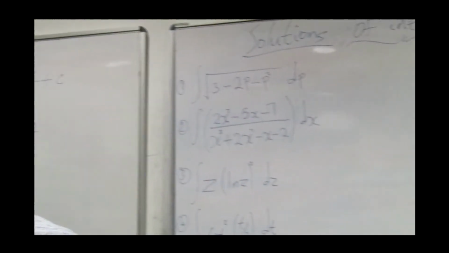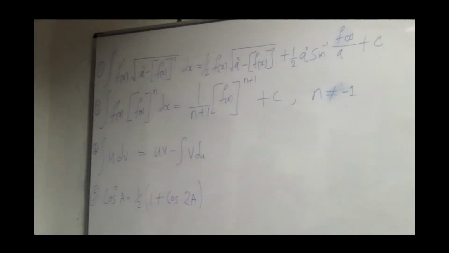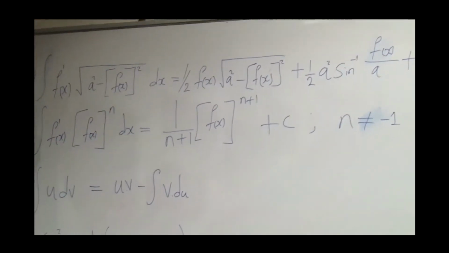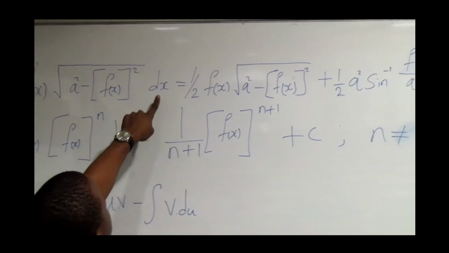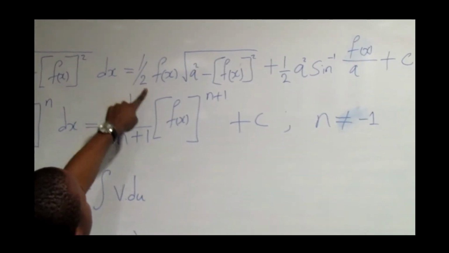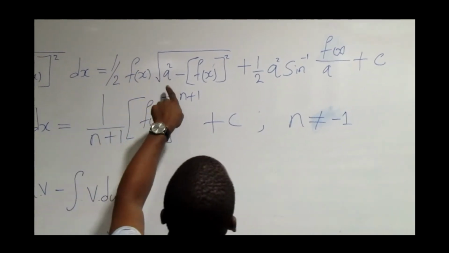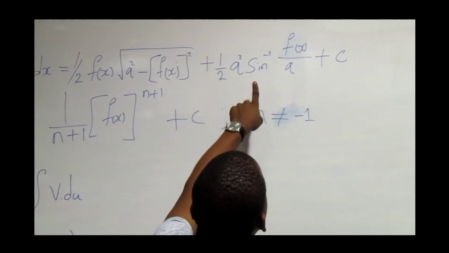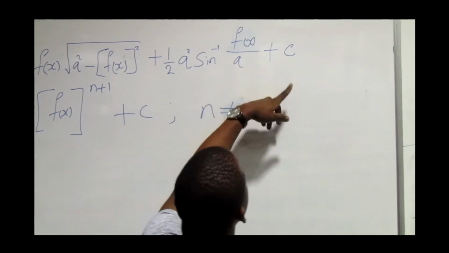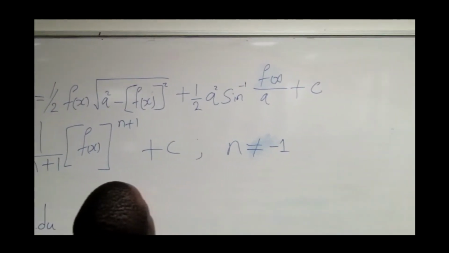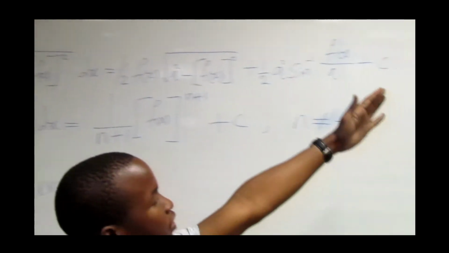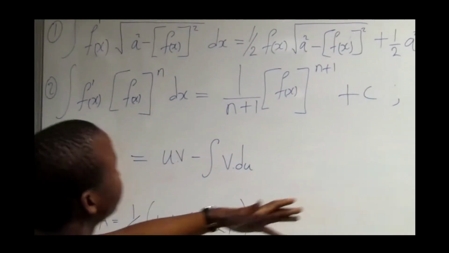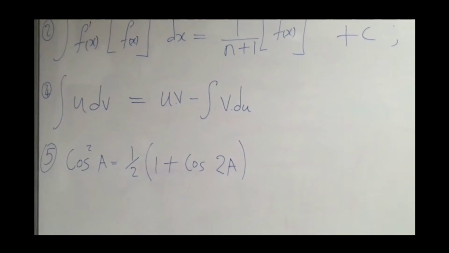Our formula here says the integral of f prime x, the whole a square minus f of x the whole square dx is equal to 1 over 2 f of x the whole a square minus f of x the whole square plus half a square sine inverse f of x divided by a plus c. These are the formulas that I'm going to use throughout each question, to solve each and every question.